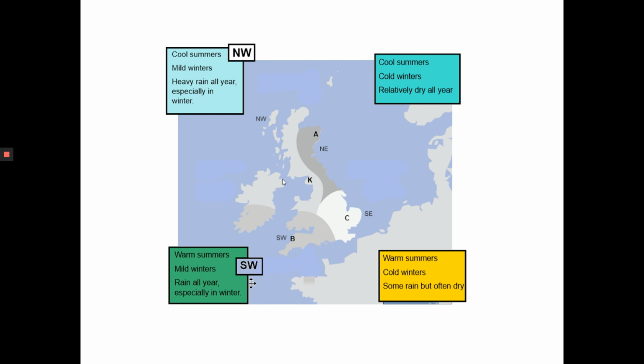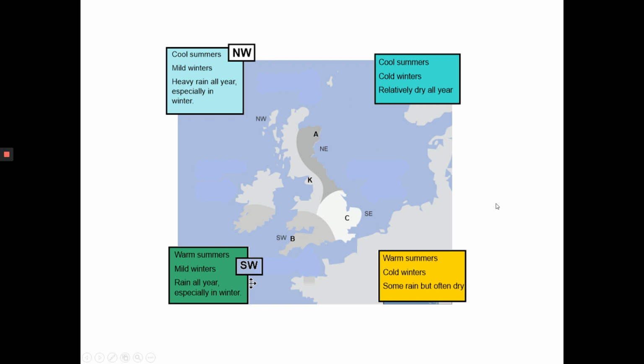But the southwest is much more like us in the winter, so they have mild winters. It's not really cold, but it's not warm. And the southwest, again, like us, has a lot more rainfall. So you can kind of see, in terms of rainfall, there is an east-west split. The west tends to have the higher rainfall, the east tends to have the lower rainfall. And in terms of winters, there's an east-west split.